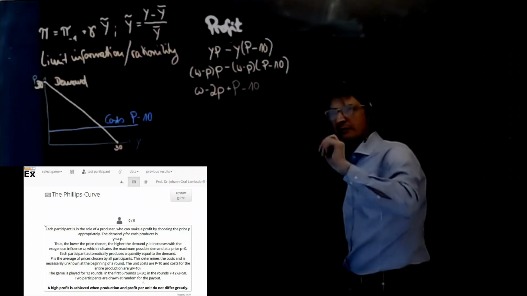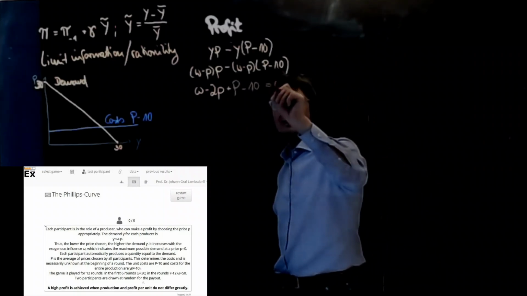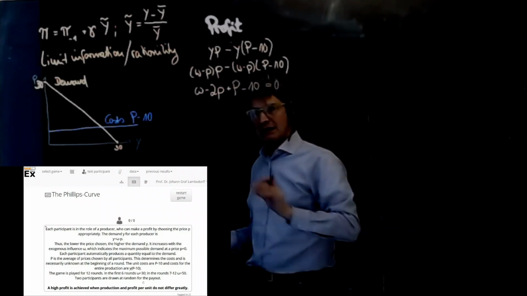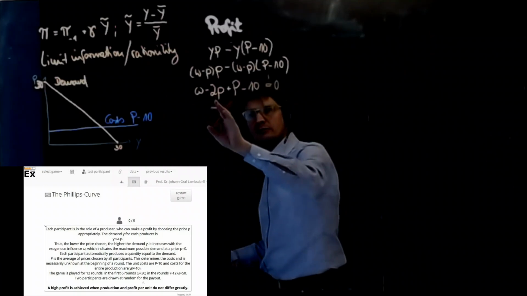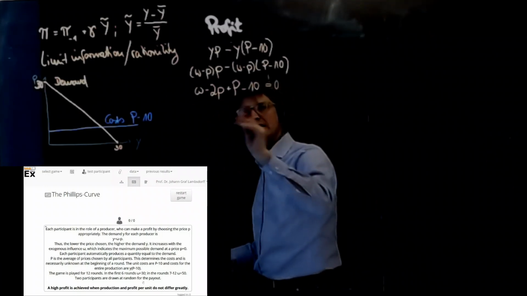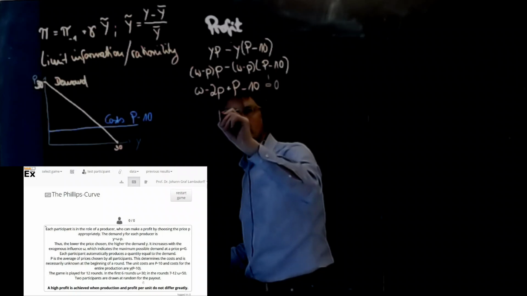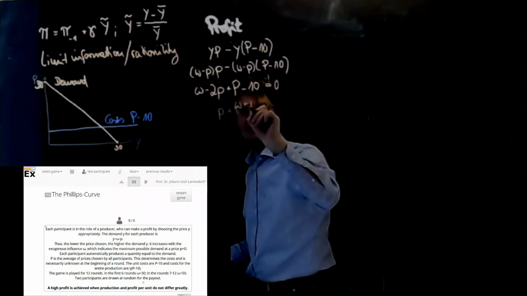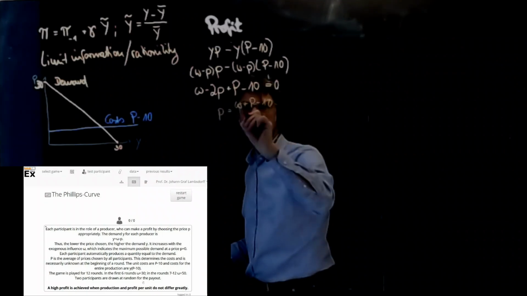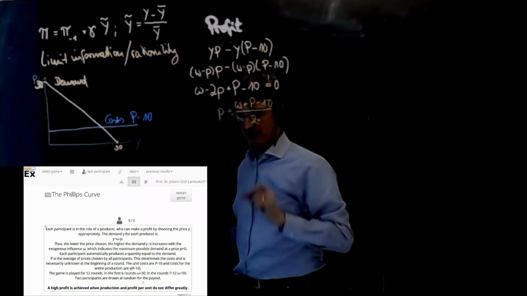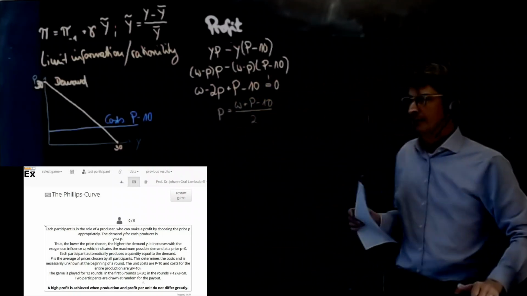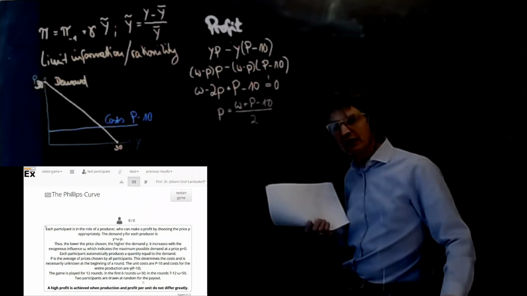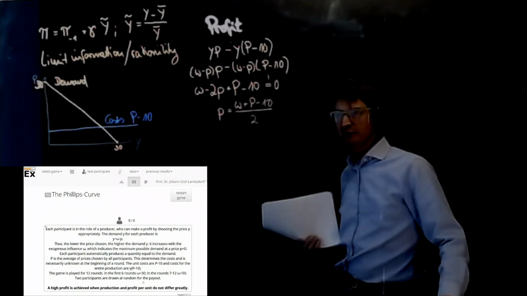And for a profit maximum, this must be equal to 0. We can rearrange this, bring the 2P on the right-hand side, divide by 2, and all together we end up with P equal to omega plus capital P minus 10 over 2. That is an intuitive logic. It tells us that prices are strategic complements.